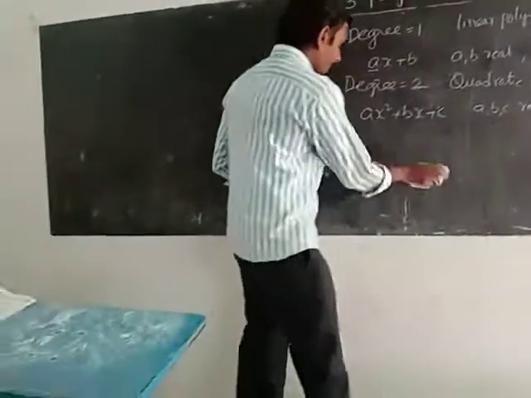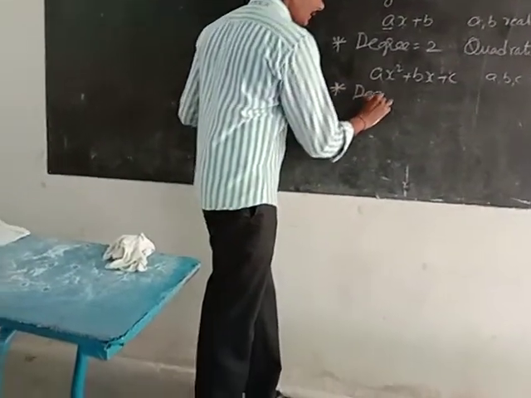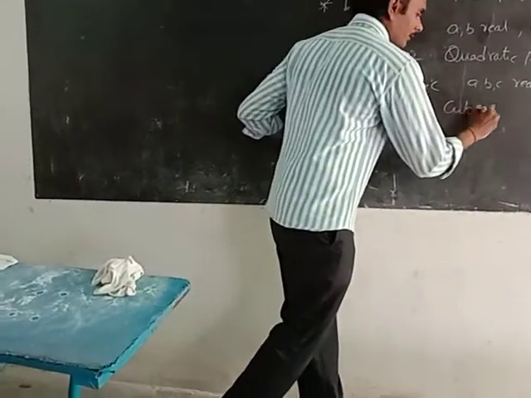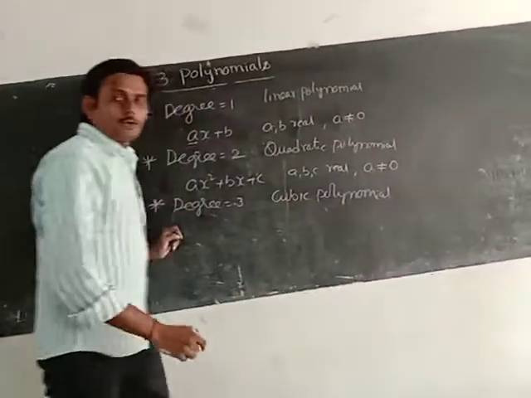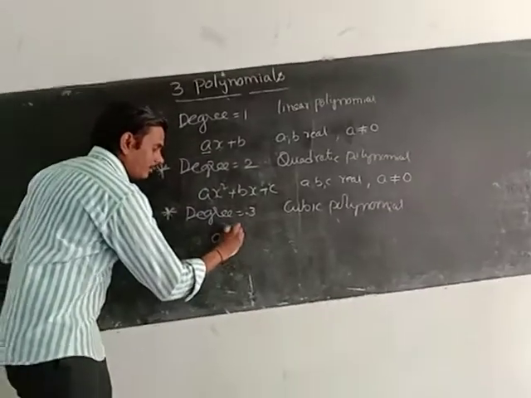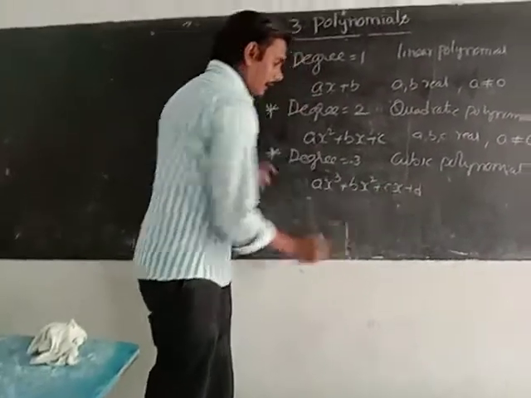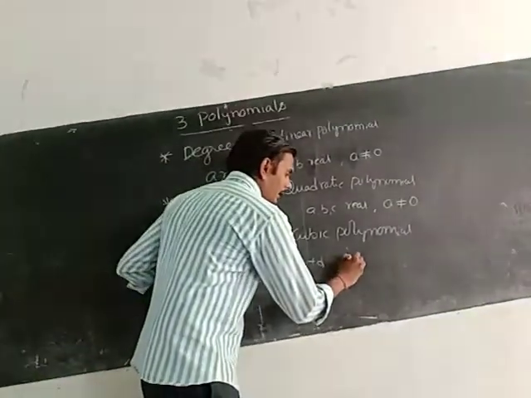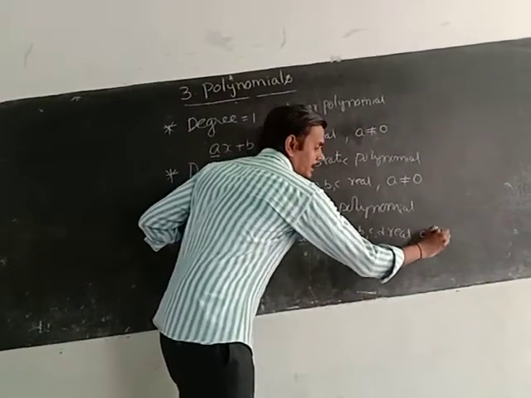Next one is, if the degree of the polynomial is 3, then that is called the cubic polynomial. The general form of the cubic polynomial is ax cube plus bx square plus cx plus d, where a, b, c, d are real coefficients and a is not equal to 0.